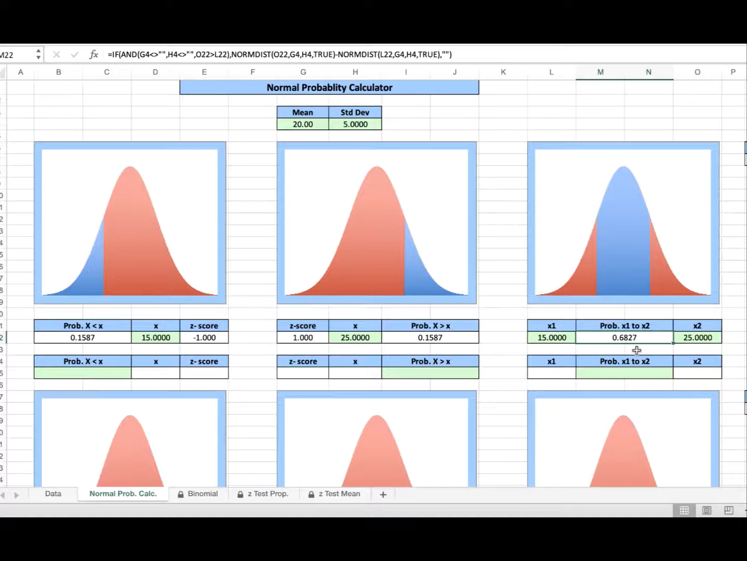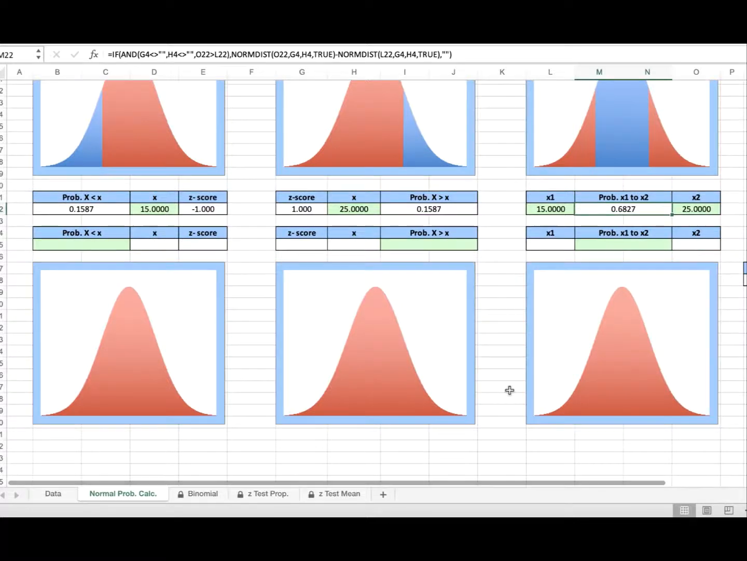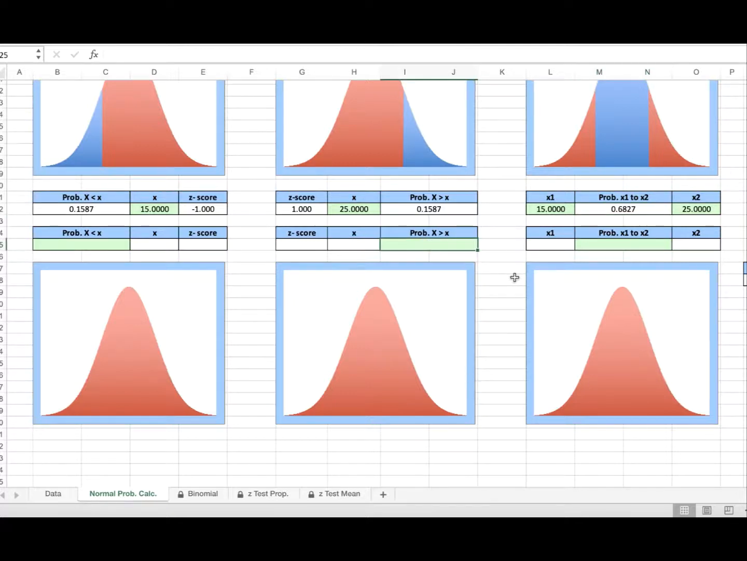We also looked at inverse calculations. So our bottom three calculators do those inverse calculations using Excel's norm inverse function. We just input the probability. For example, the top 2.5%, or 0.025, begins exactly 1.96 standard deviations above the mean, or at the point 29.8. In the lower tail, the bottom 2.5% is 1.96 standard deviations below the mean, or at the point at most 10.2.